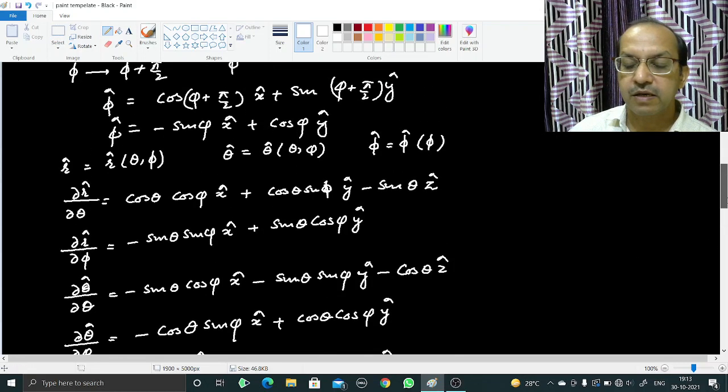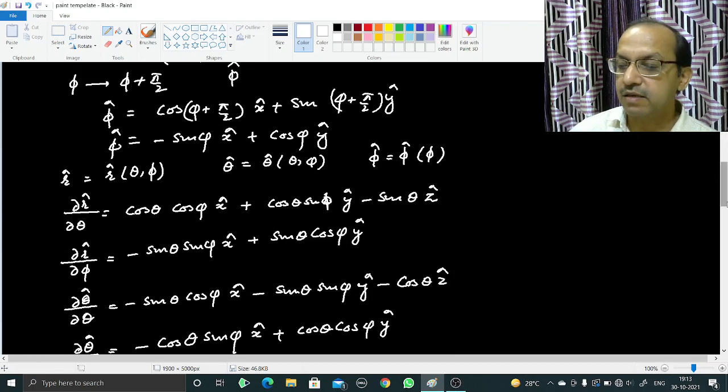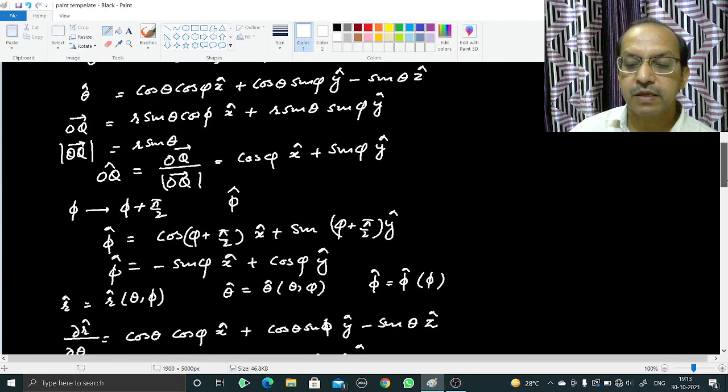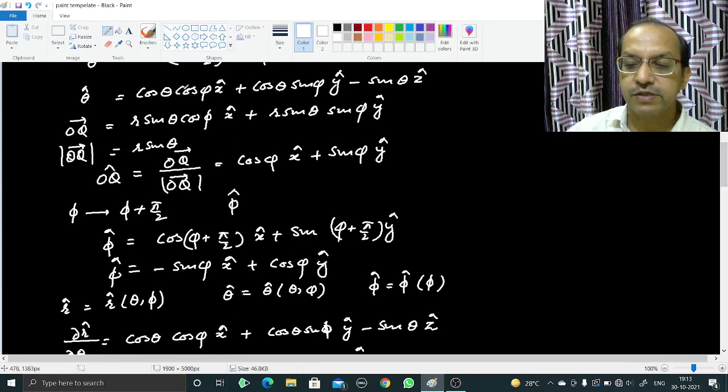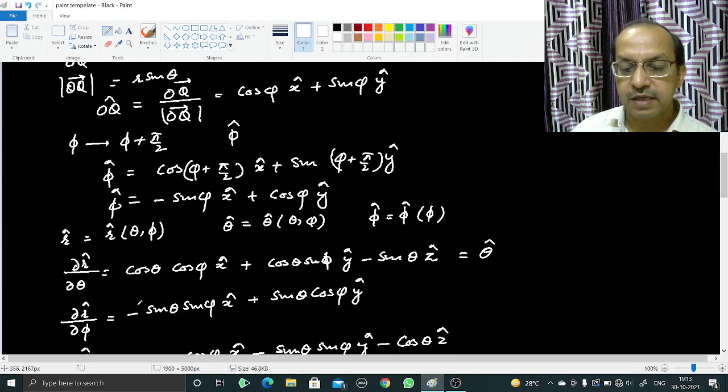Now what we see here, you can see del r cap, del theta, and compare it with theta cap. The cos theta cos phi x cap, cos theta sin phi y cap, minus sin theta z cap. That means it will be equal to theta cap. Also, this del r cap, del phi is minus sin theta sin phi x cap plus sin theta cos phi y cap. Now this phi cap is minus sin phi x cap plus cos phi y cap. So if I take common sin theta, the remaining will be equal to phi cap.